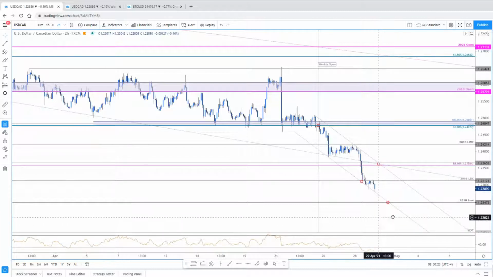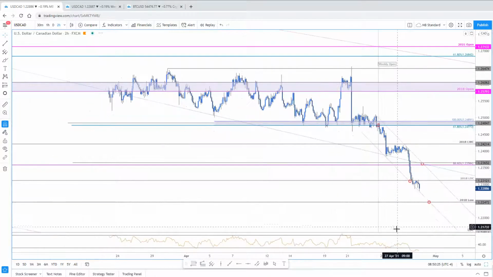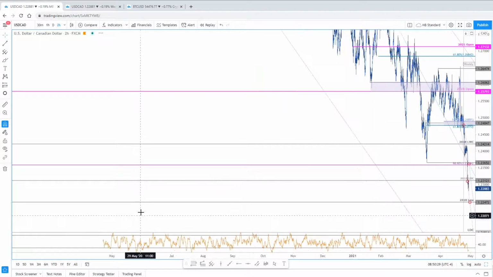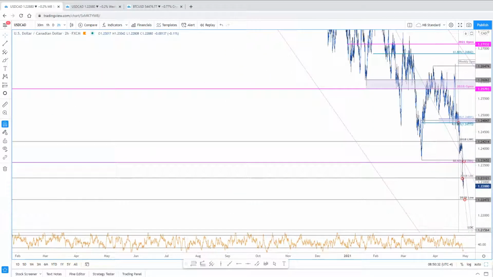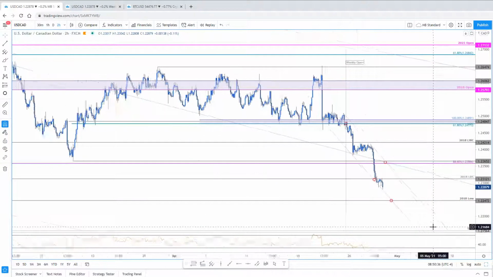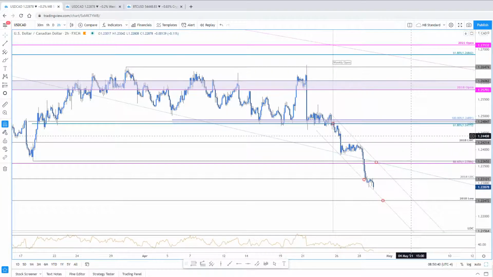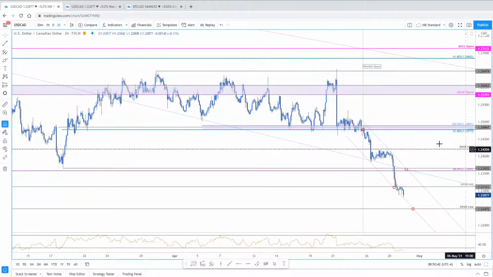Next levels of interest, again, 2247 on the downside, 2018 low. And then the low day close for that same calendar year is down lower at 21. But first things first. Any questions on Looney?